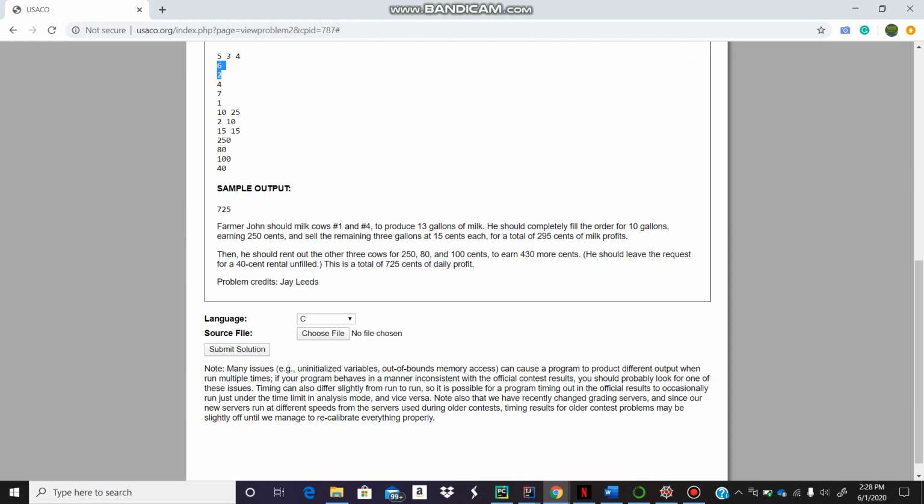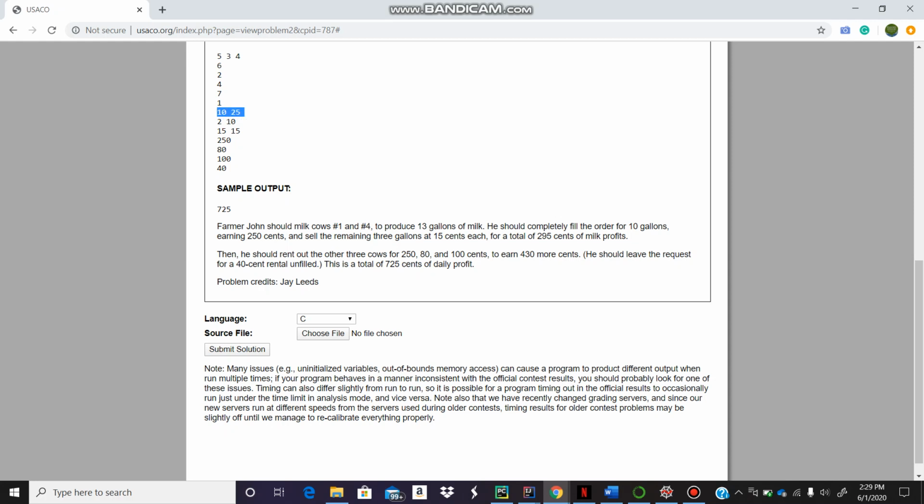Each cow produces a different amount of milk, and this is in gallons, and we can either sell the milk or we can rent the cow. But remember, we can't take half the milk and then sell the cow. No, you have to either do one or the other, right?